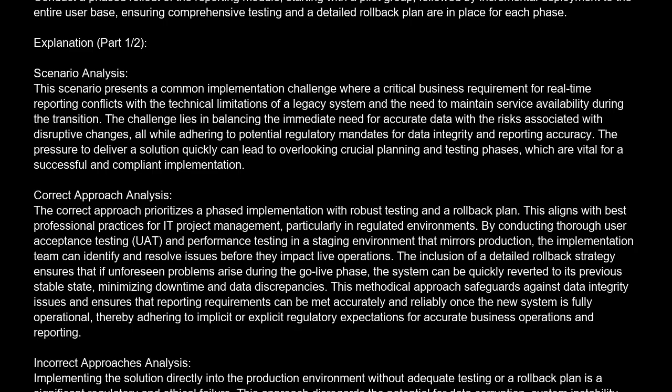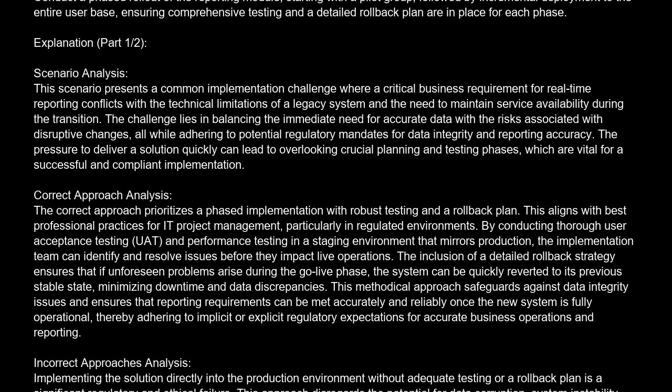This methodical approach safeguards against data integrity issues and ensures that reporting requirements can be met accurately and reliably once the new system is fully operational, thereby adhering to implicit or explicit regulatory expectations for accurate business operations and reporting.